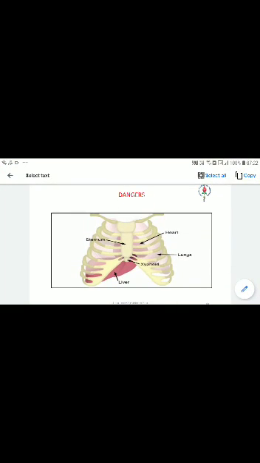So this is where the anatomical parts and landmarks are: where the heart is situated, where the sternum is, where the liver is, and where the lungs are. While giving chest compression, you should have these anatomical landmarks in mind so that you don't commit mistakes.